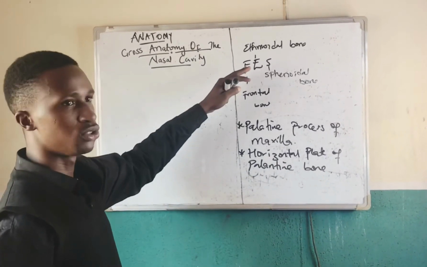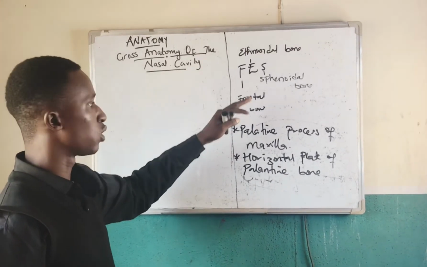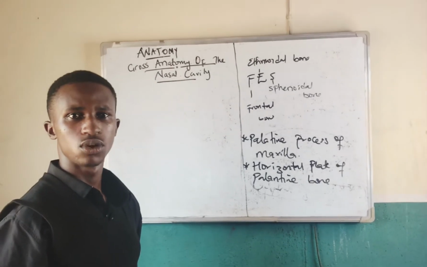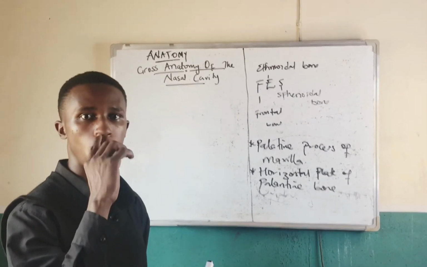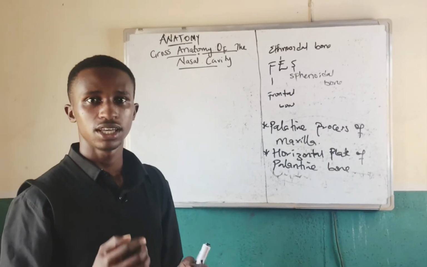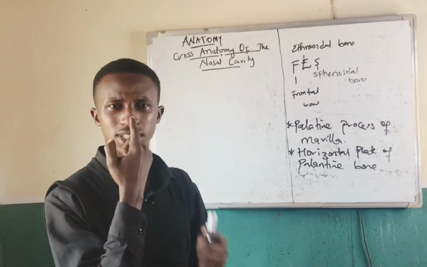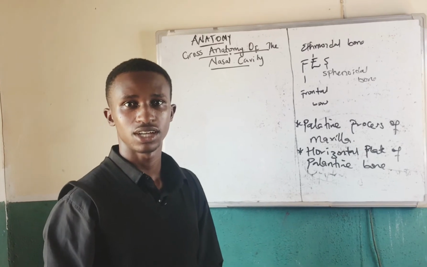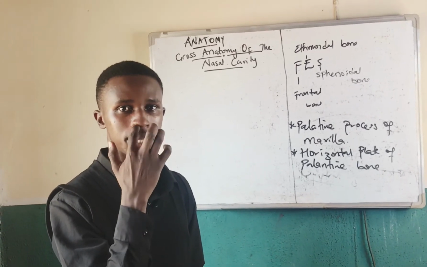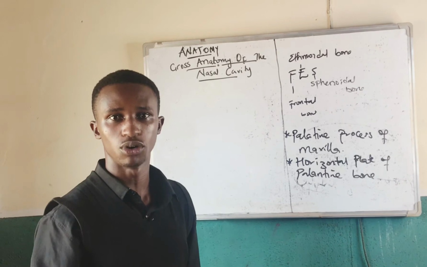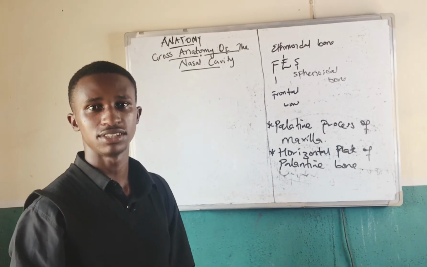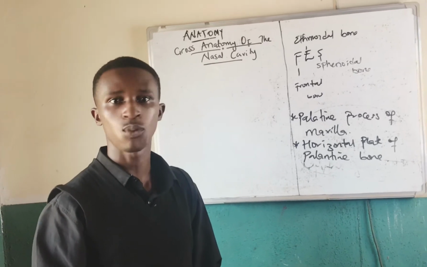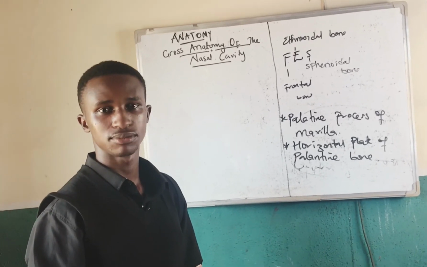So we now know what forms the roof of the nasal cavity and what forms the floor of the nasal cavity. Next, we have to know what forms the medial wall of the nasal cavity. If you look at the nasal cavity, you see that there's something that separates it into two, because we have two nasal cavities, and that's what we refer to as the nasal septum. So the nasal septum divides the nasal cavity into two. The nasal septum forms the medial wall of the nasal cavity.